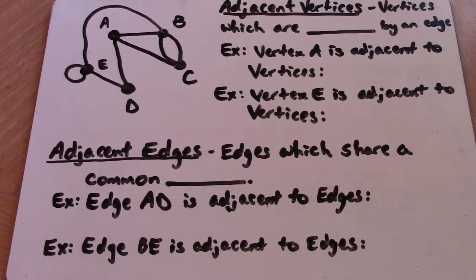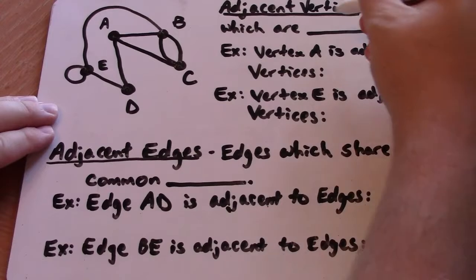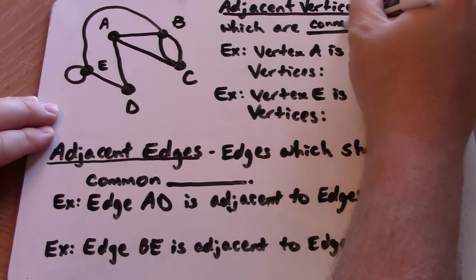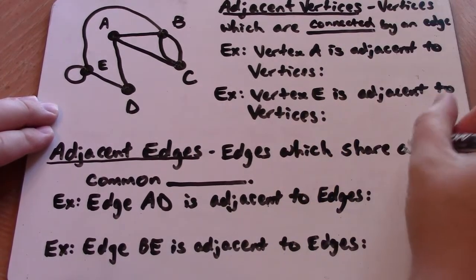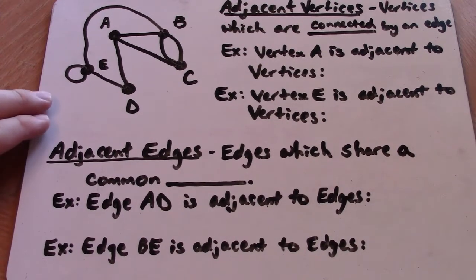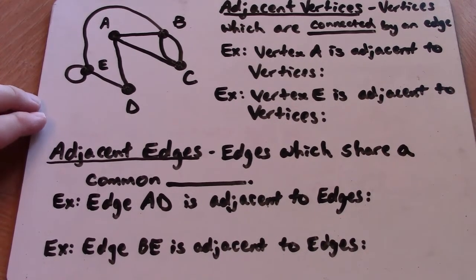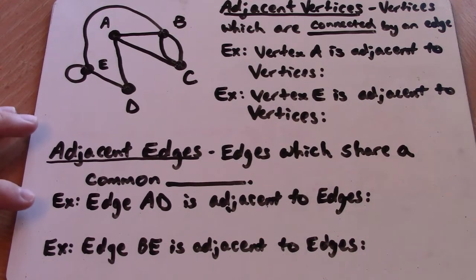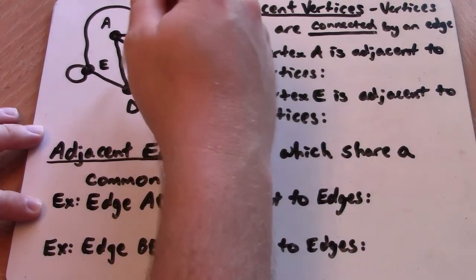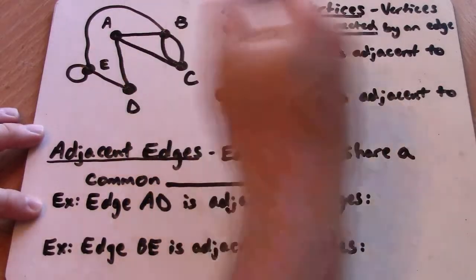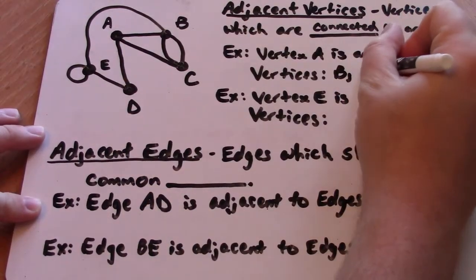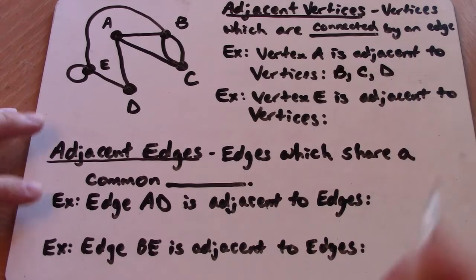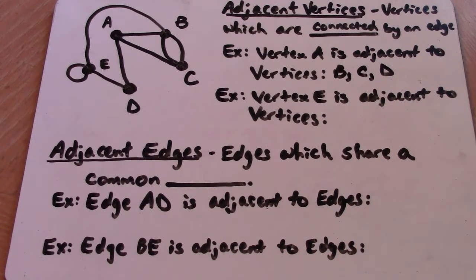So anyway, adjacent vertices, this is a new term to our notes, are vertices which are connected by an edge. Now, for example, in the graph, vertex A is adjacent to 3 vertices because it has 3 edges ending there. It is connected to vertex B, vertex C, and vertex D. So we would say that vertex A is adjacent to B, C, and D.